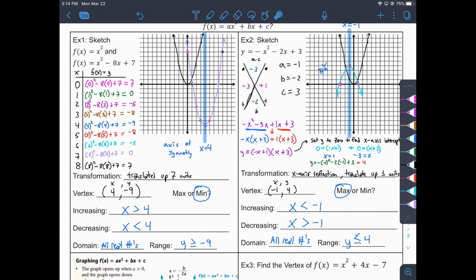The next video, we will talk about a way to use the pattern of what we're seeing here, the pattern that was established by former mathematicians, and see a much faster, more effective way to find the vertex.